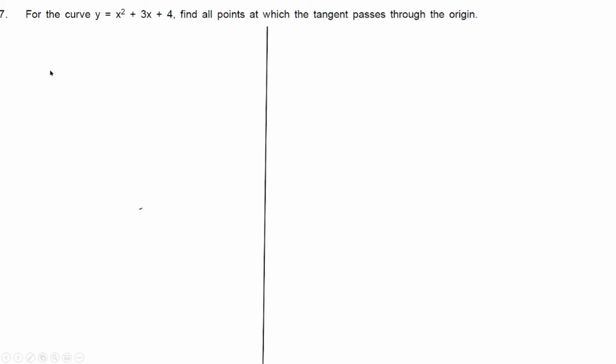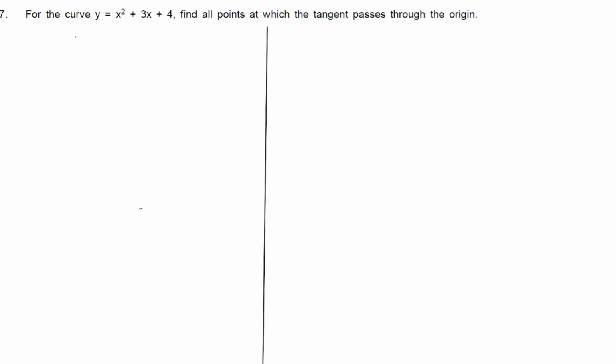Next question. For the curve y is equal to x square plus 3x plus 4, find all points at which the tangent passes through the origin. In the previous question, we needed to find the equation of the normal which passes through some point 1, 2. Whereas here we need to find the points at which the tangent passes through the origin. Here we need not find the equation of the tangent. We just have to find the points at which the tangent passes through the origin.